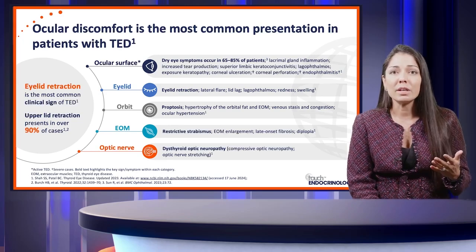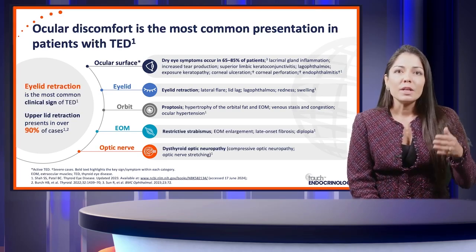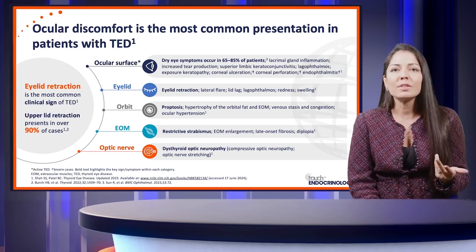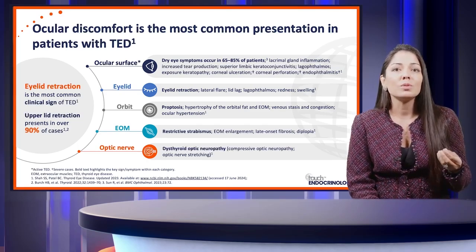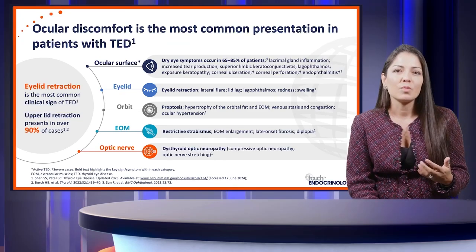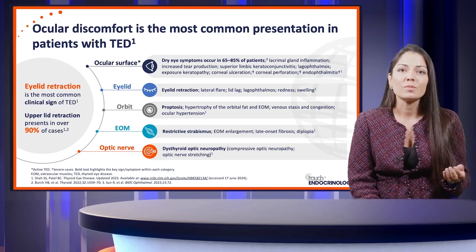Patients can look like they're staring. The white sclera is exposed. When they try to look down, the eyelid can lag behind, and this can impact their ability to blink or close their eyes, and then this can lead to pain of the ocular surface. Another common presenting sign or symptom is proptosis.